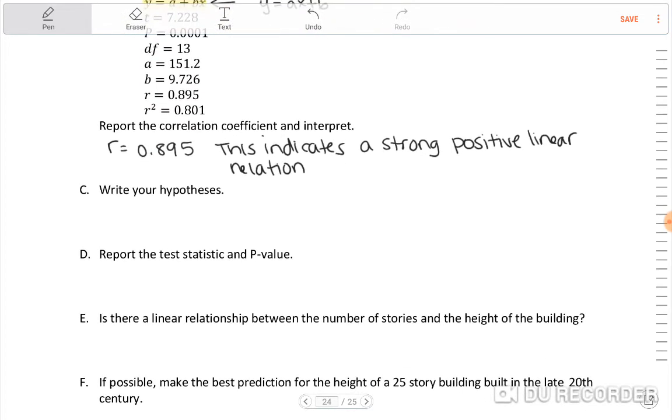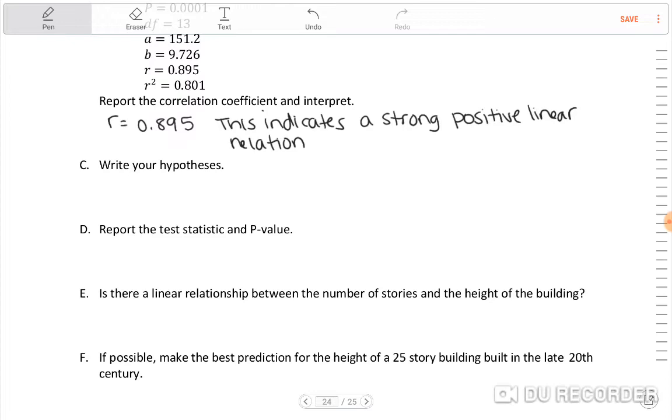Write your hypotheses. So, this is something that we did not do in our class for this kind of problem. We never talked about the population correlation coefficient. And so, yeah, I think I'll go ahead and state this here, but we did not do this in our class.